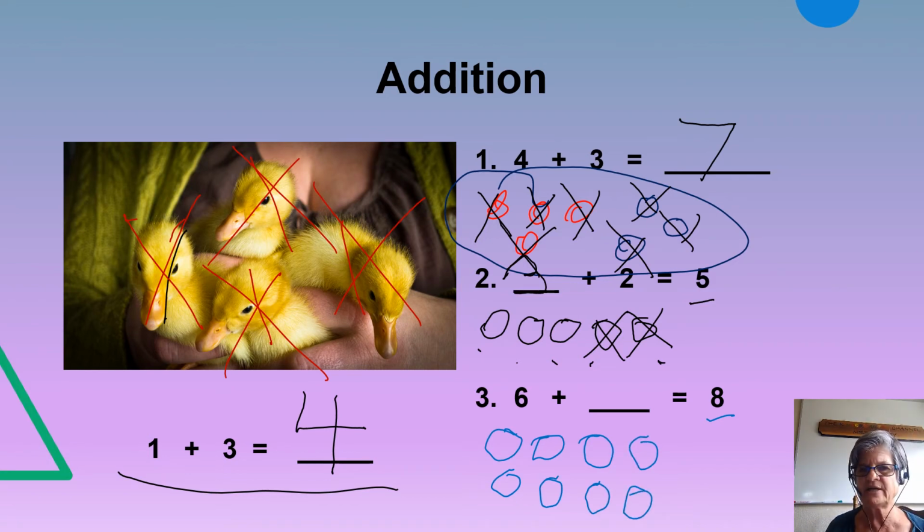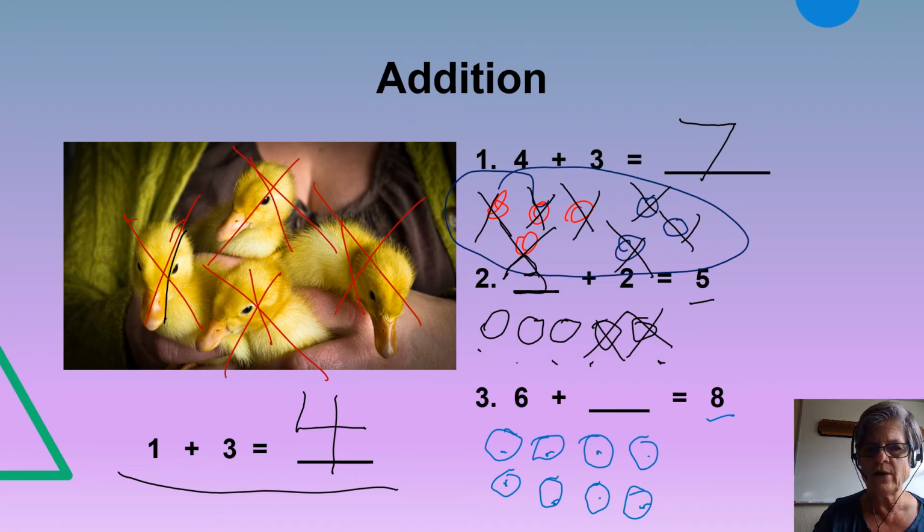I want to make sure I have 8, so I'm going to put a dot on each one of them. Ready? Let's count again. 1, 2, 3, 4, 5, 6, 7, 8. And I didn't make 8. So again, I want to make 8, but I have 6. So how many more do I need to make 8?